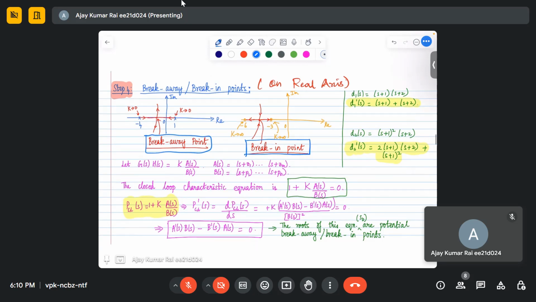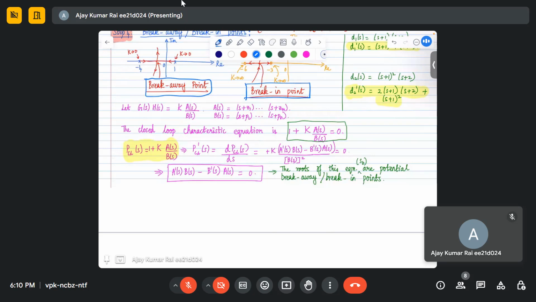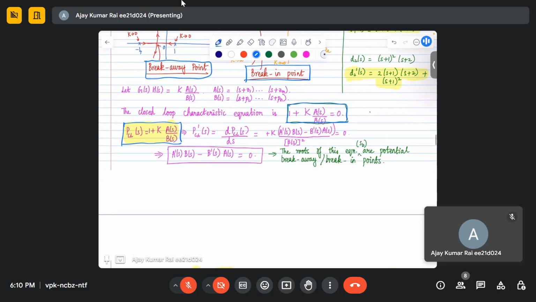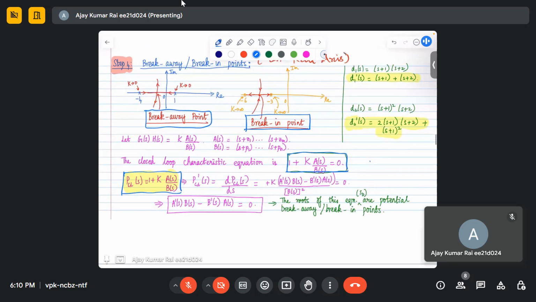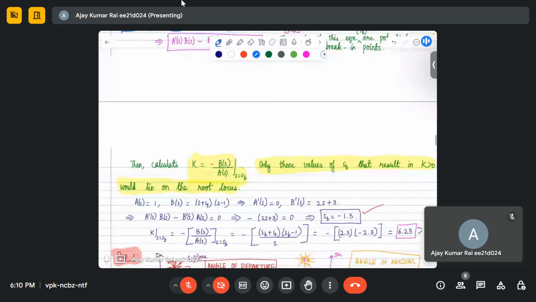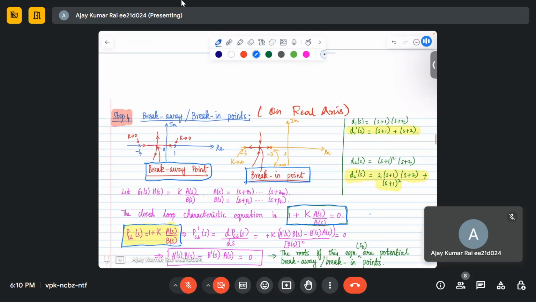And how to do that? We take the characteristic equation 1 + K·A(s)/B(s), and we take K as equal to −B(s)/A(s). We differentiate it and find the roots. Whatever value of s we find, that is the breakaway or break-in point. How to confirm? We also have to find the value of K, and if the value of K comes out to be positive, then we'll say that particular s point lies on the root locus. And what is the significance of that point?